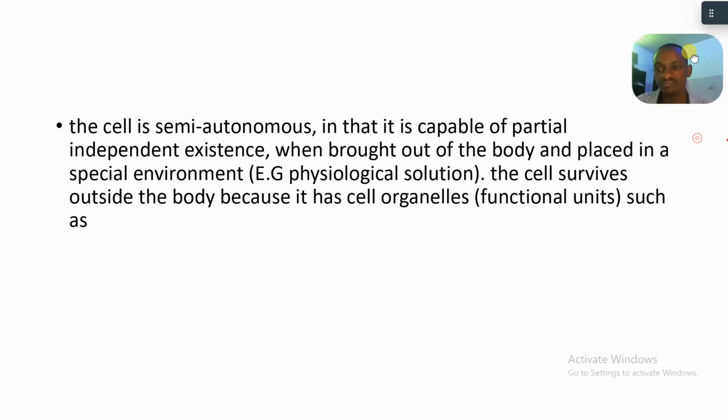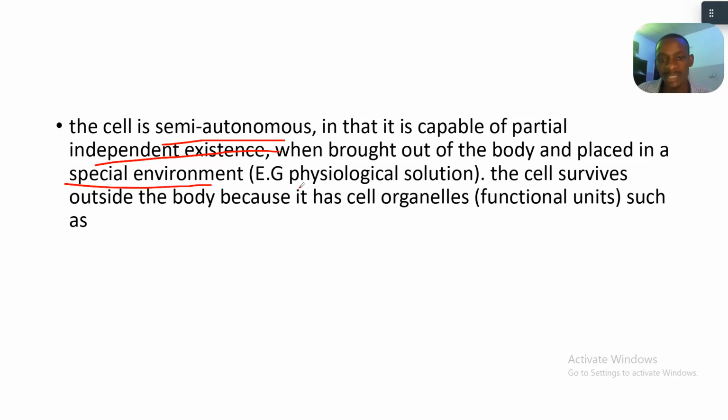So now, the cell is semi-autonomous in that it is capable of partial independent existence. When brought out of the body and placed in a special environment, that is a physiological solution, the cell survives outside the body because it has cell organelles. These are the functional units. The cell organelles are what you use to back up your point that the cell is semi-autonomous. You have to know these cell organelles and their functions, right? That makes the cell semi-autonomous.